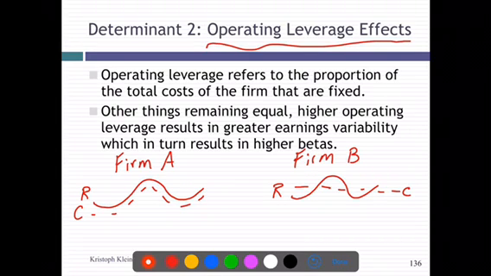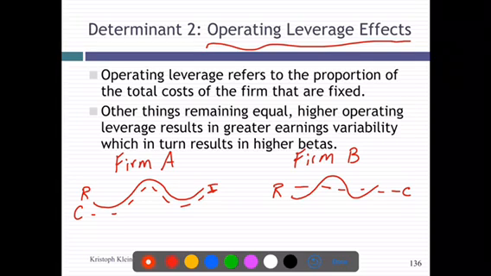Now, what's going on with profits? Firm A, the profits are pretty much constant, right? At any given point, this is the difference, right, between revenues and costs. So it's actually not really dependent on how much revenues are coming into firm A, right? And if it's not dependent on revenues, then it really isn't very affected by the market. Who cares if there's a recession or not? Their profits are going to be about the same.